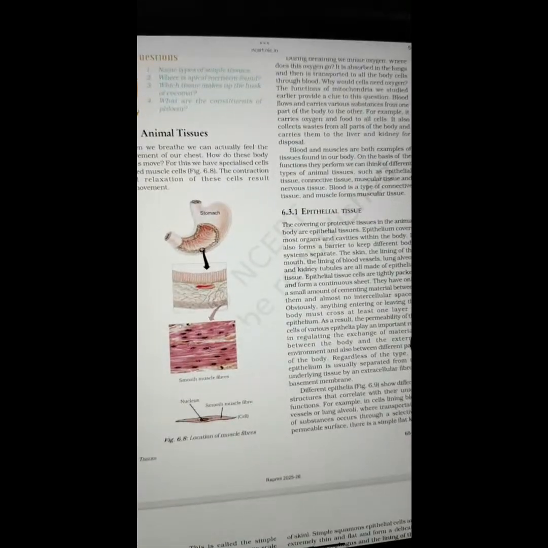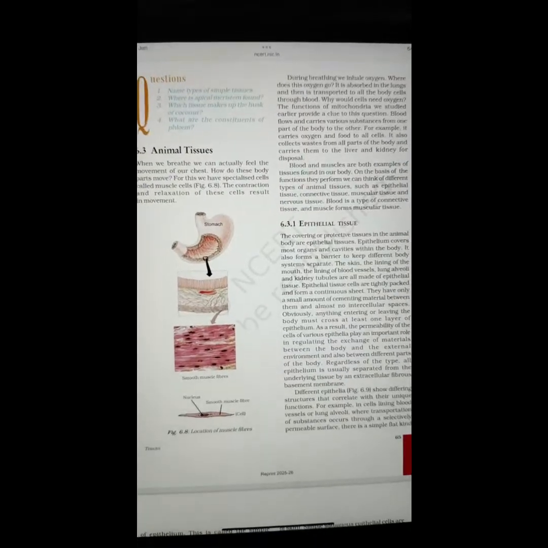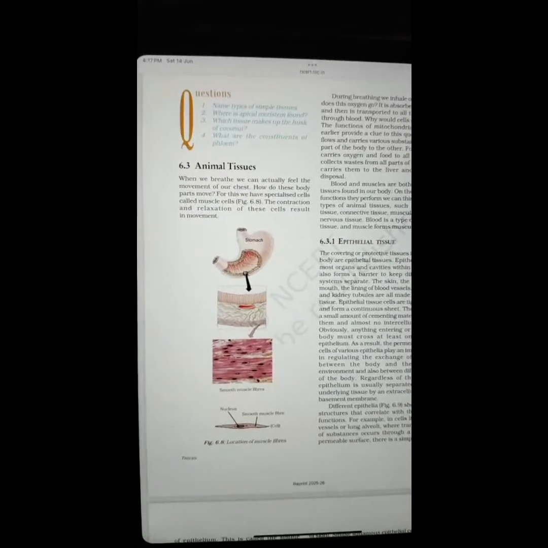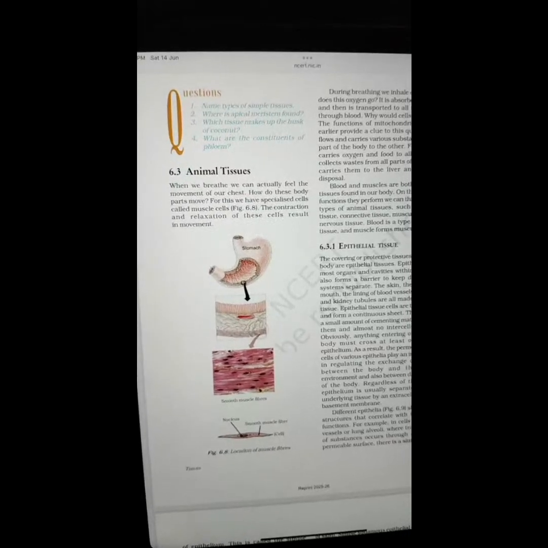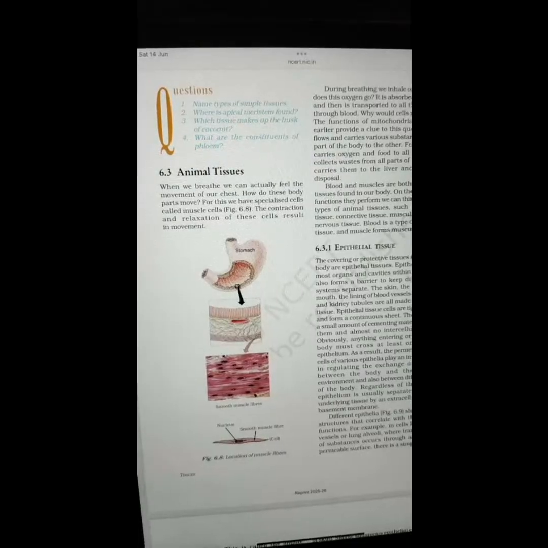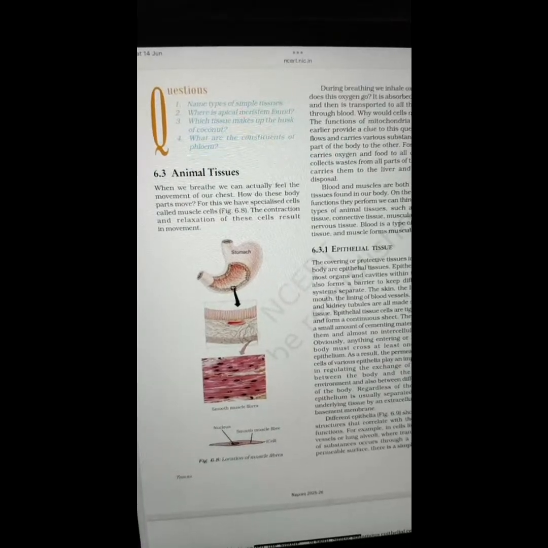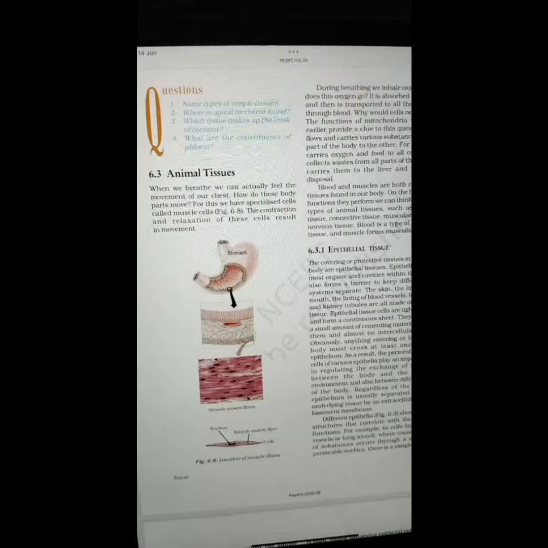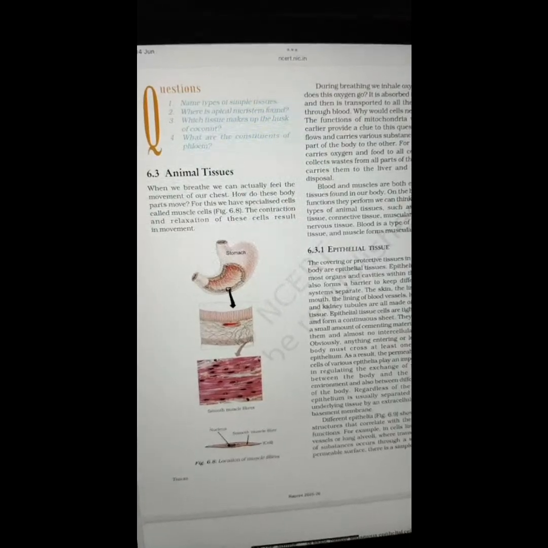Now we are moving on to the in-text questions given on page number 65. Question number 1, name types of simple tissues. Question number 2, where is apical meristem found? 3. Which tissue makes up the husk of coconut? 4. What are the constituents of phloem?